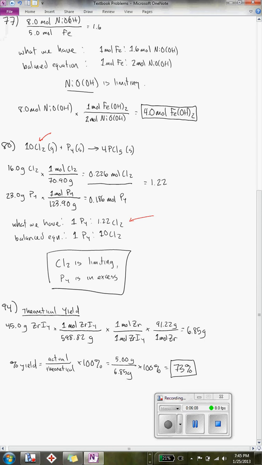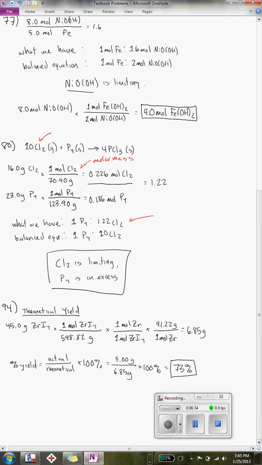First thing you've got to do is convert your masses to moles. You do this using molar mass. Divide each of your gram amounts by the molar mass of whatever compound that is. In this case, Cl2 has a molar mass of 70.9 grams, and P4 has a molar mass of 123.9 grams. That'll give you 0.226 moles of chlorine and 0.186 moles of phosphorus.